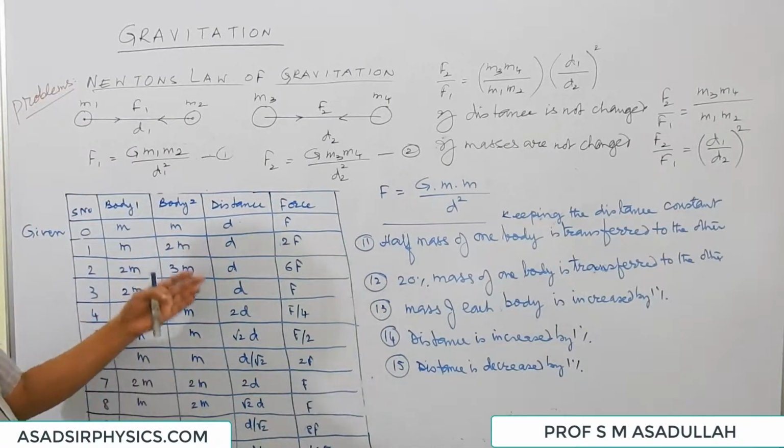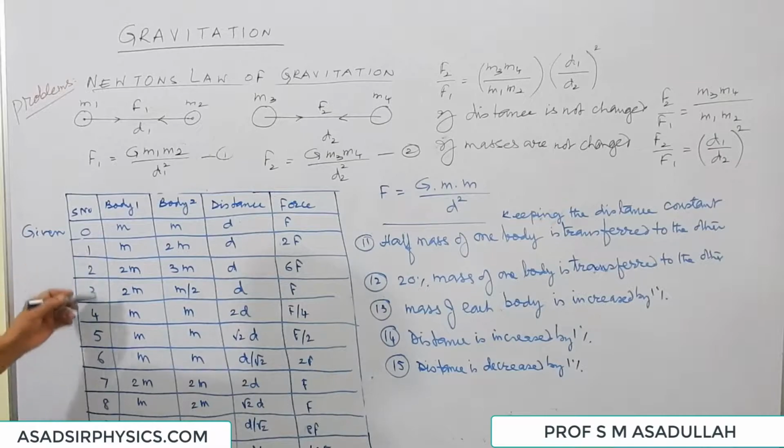Now, in this form of table, we have given 10 problems. We are solving 10 problems. These are all the problems. The answers are given. You can understand the trend or the changes in the answers.